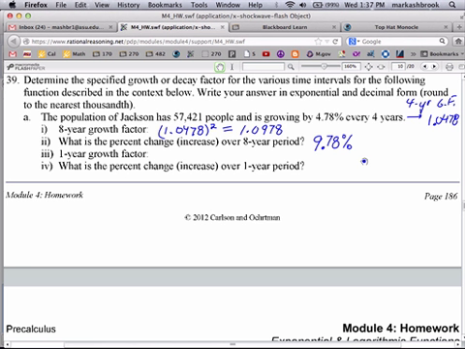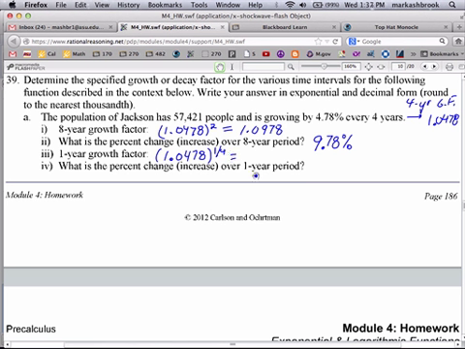All right, the 1-year growth factor. We've got a choice now. So we can go back to the 4-year growth factor. How can we get the 1-year growth factor from the 4-year growth factor? Take it to the, yeah. Square is only the power 2. So raise it to the 1/4. Okay? What's that growth factor?